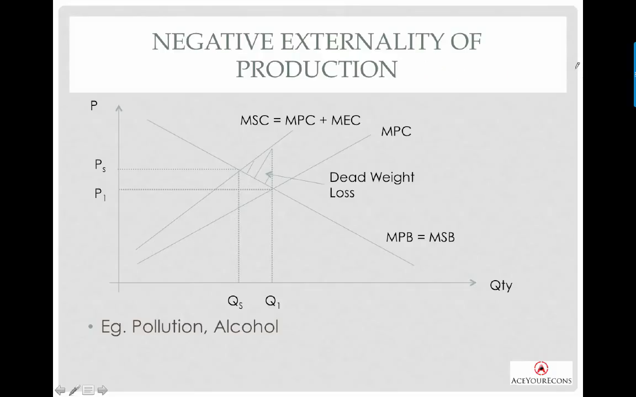Okay, so now let's quickly look at what is negative externality of production. Same thing, we have your price and your quantity. In this case, when we talk about negative externality, we assume your private benefit to be equal to your social benefit, meaning to say there is no external benefit. And for many schools, they like to use the example of pollution, so let's stick to the pollution requirement.